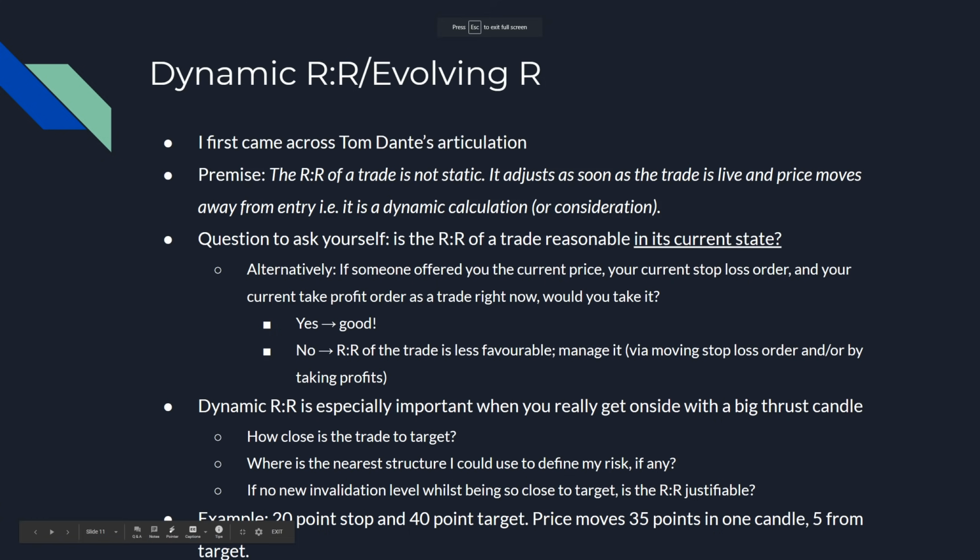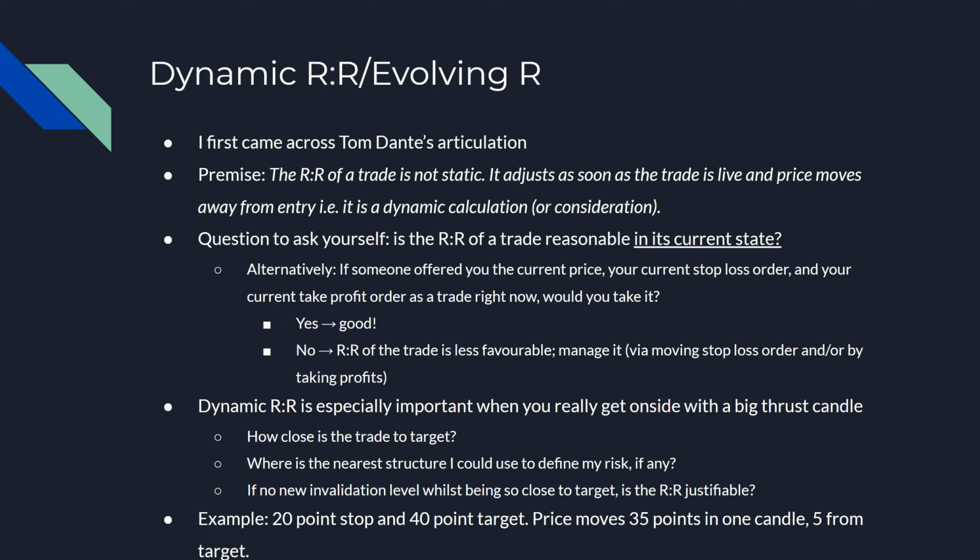As I said, dynamic risk reward is also especially important, at least in my experience with trading Bitcoin, when you really get on side with a big thrust candle, so an expansive, engulfing candle with a big range, essentially. And the same considerations then creep in. How close is the trade to target? Where is the nearest structure I could use to define my risk, if any? And if there's no new invalidation level whilst being so close to target, as we covered in that example there, is the risk reward justifiable?